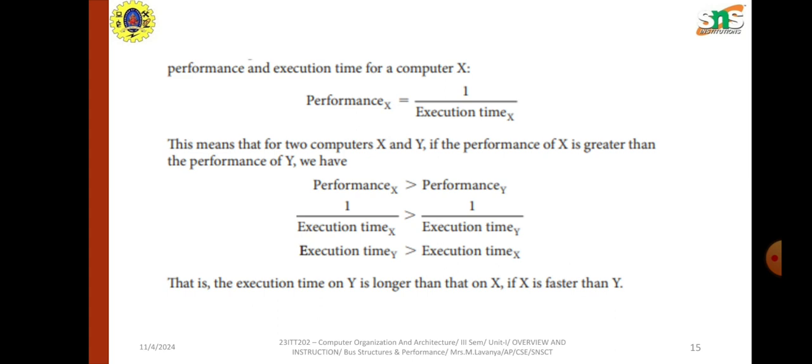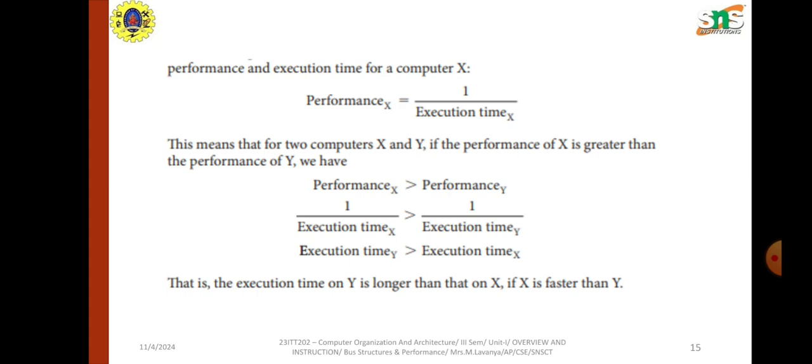And here are the equations used for comparing two systems and the processor execution time, where for computer X we give it as performance X equal to 1 by execution time. Considerably, if we want the performance of the system to be greater, the execution time of the program must be comparatively less, so it is inversely proportional. So here it is given as performance is inversely proportional to the execution time.